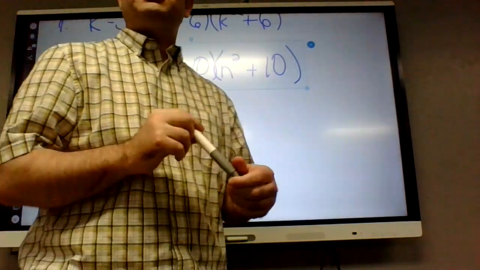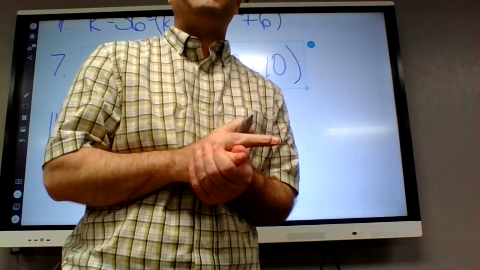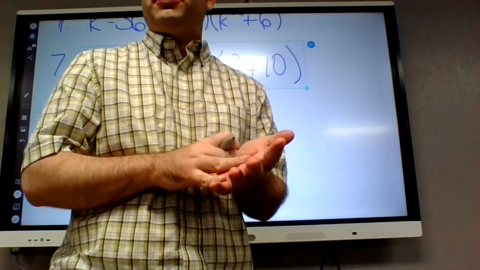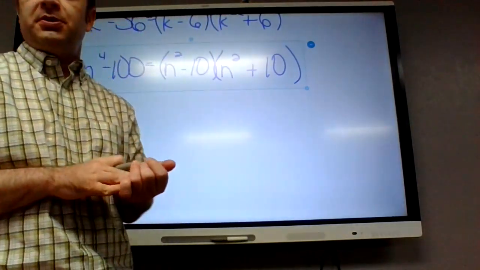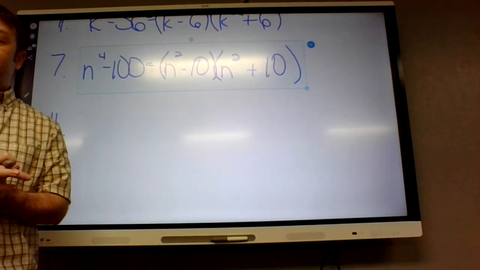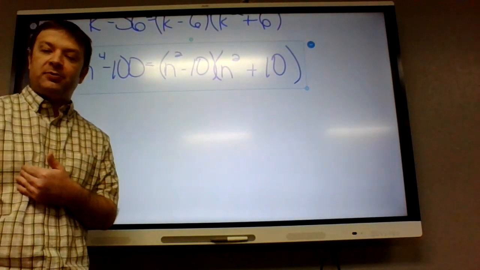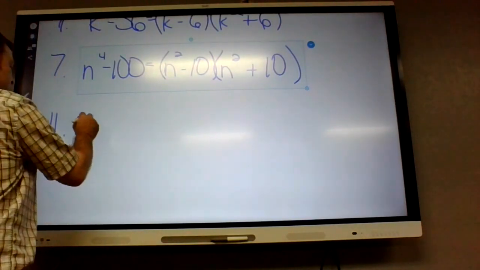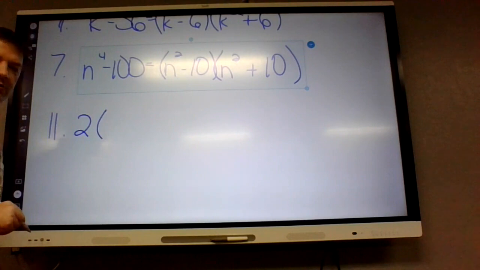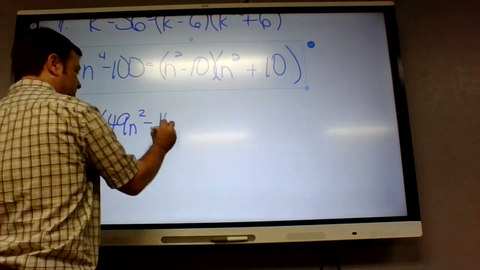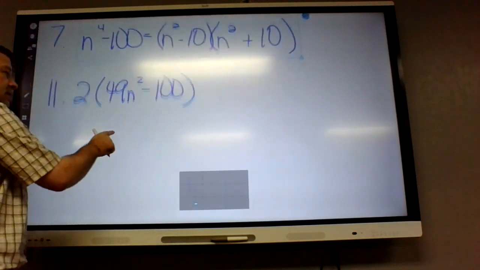What should we do first on 11? What do you guys think? Split 90 and squared out. Okay, we can take something out. What comes out of both of those? 2. How can we tell a 2 comes out? Because they're both even numbers. The first one ends in an 8, the other ends in a 0, so 2 is going to come out. If I take a 2 out, what will be left? 49 n squared. Divide by 2, you get 49 n squared minus 100.